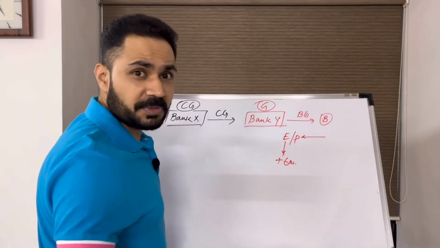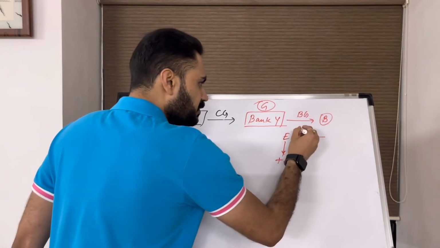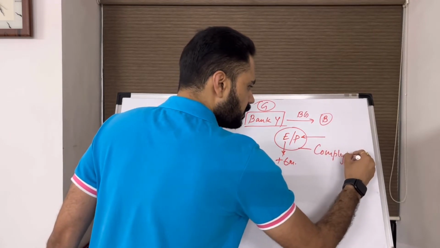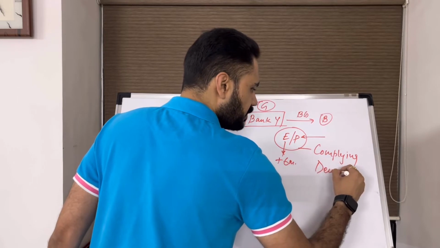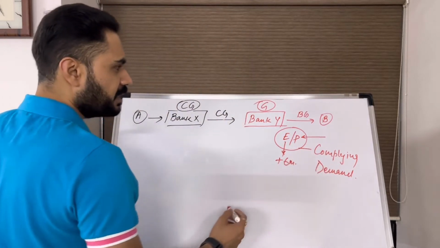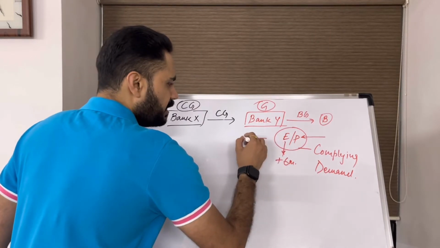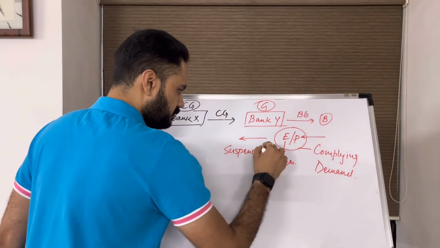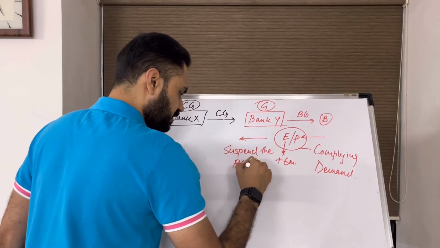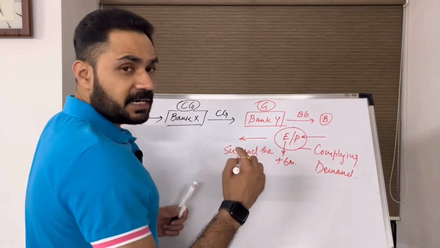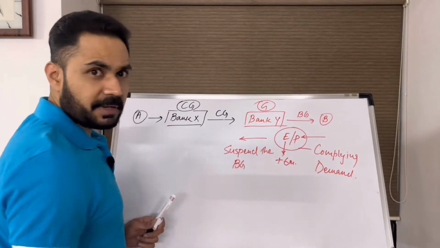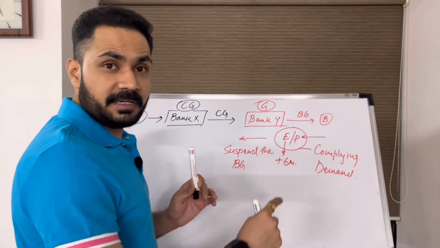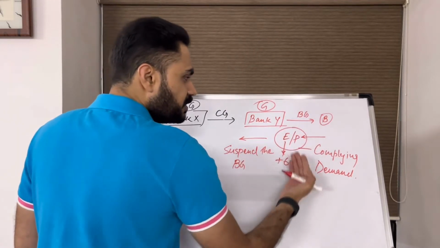months. Now for this particular article to come into picture, this demand has to be a complying demand. So once it is complying, bank Y will suspend the BG. Now this suspension will start from the next day of receipt of demand, not from the day it was found to be compliant, but it will start after the day on which it was received.